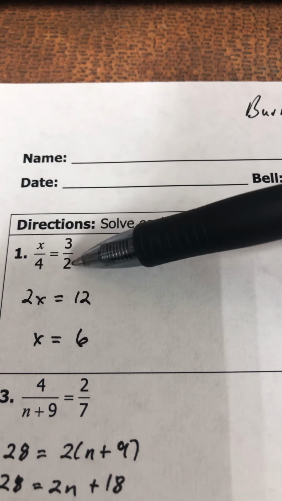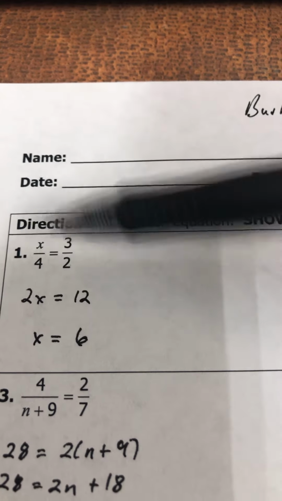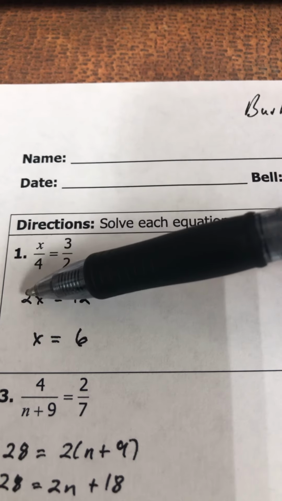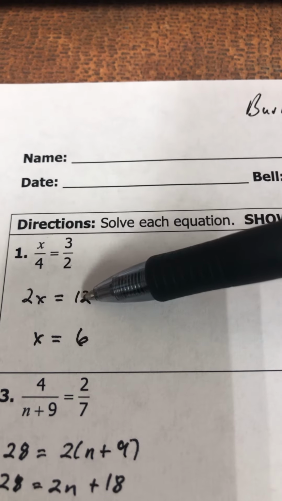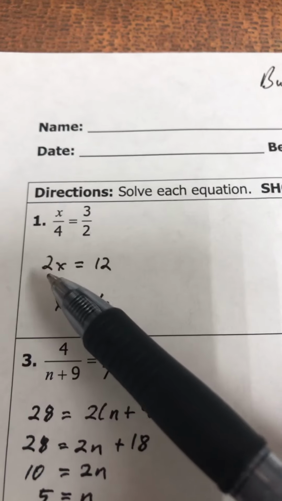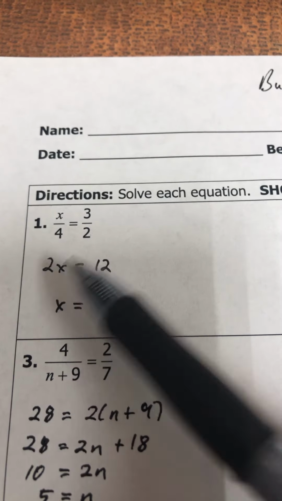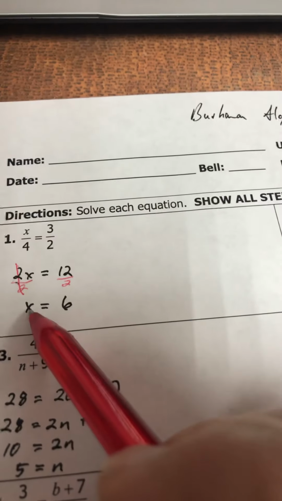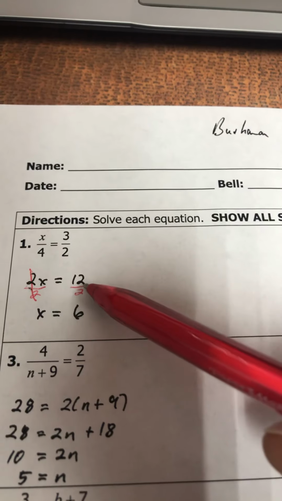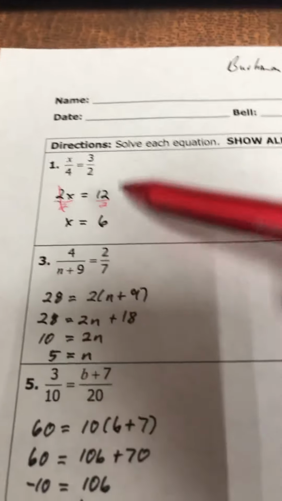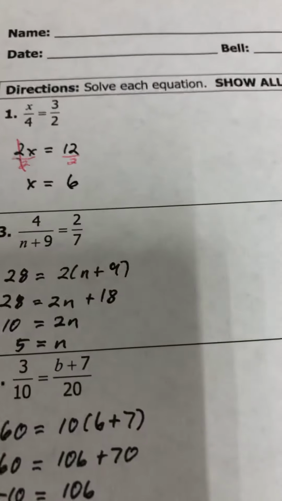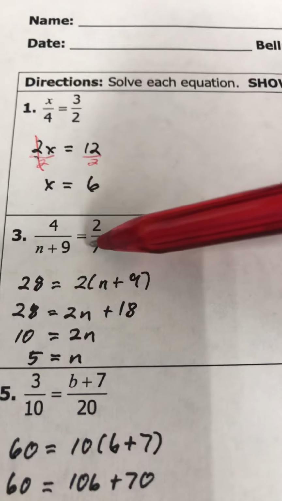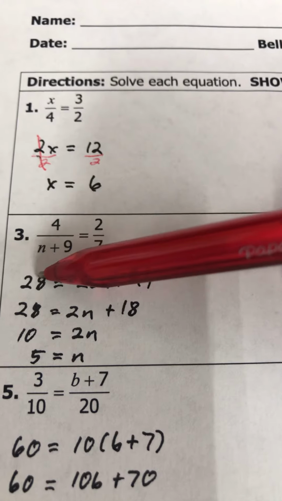I'm solving proportions, so I'm cross multiplying. I take 2 times x becomes 2x, 4 times 3 becomes 12. So I have 2x equals 12. I divide both sides by 2. Let me do that in red. Divide by 2, divide by 2. I get x by itself, that's why I did it, and then 12 divided by 2 is 6. And I'm done.